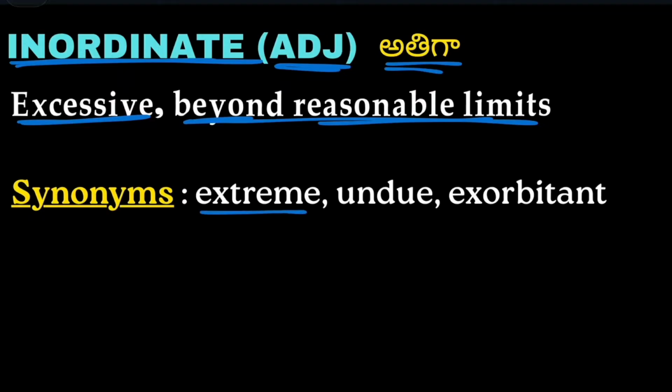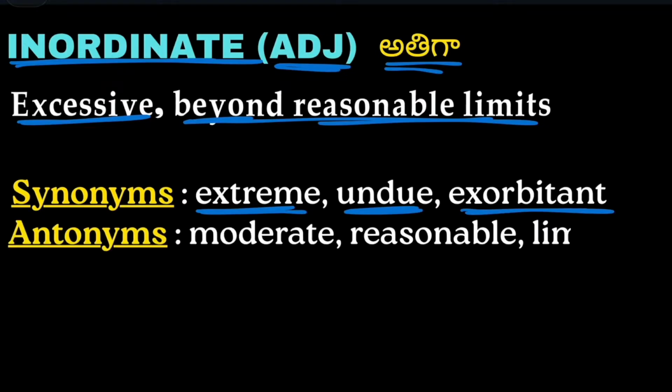Synonyms are extreme, undue, or exorbitant. Extreme, undue, or exorbitant are the synonyms of inordinate. Whereas moving on to the antonyms: moderate, reasonable, and limited. Moderate, reasonable, and limited are the antonyms of inordinate.